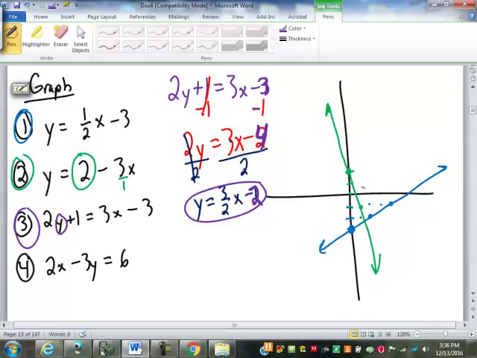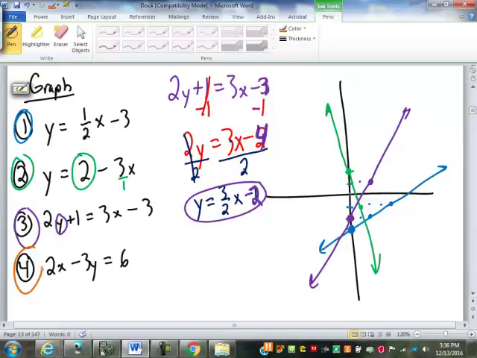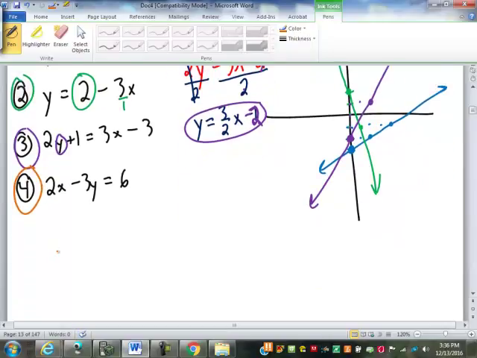So that means we're going to start where? Down 2, right here, negative 2. And from there, we're going to go up 3 over 2. And there it is. The last one is going to require a little bit more work.